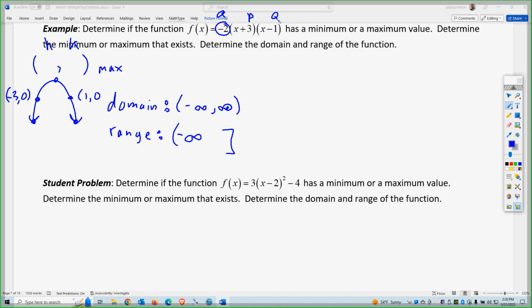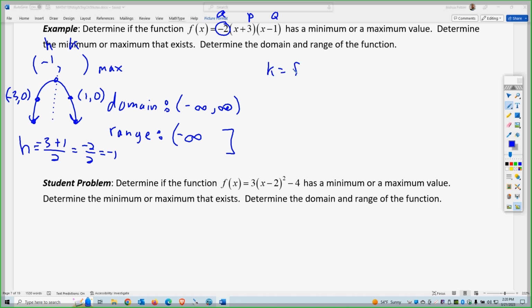Okay. So halfway in between that is the h value, right? Or you can do the formula. It's up to you. So halfway between negative 3 and 1, negative 3 plus 1 divided by 2 will give us the h value, right? So that's negative 2 over 2, so negative 1 essentially. It is halfway in between. So if I plug that in, I'll get the k value, right?